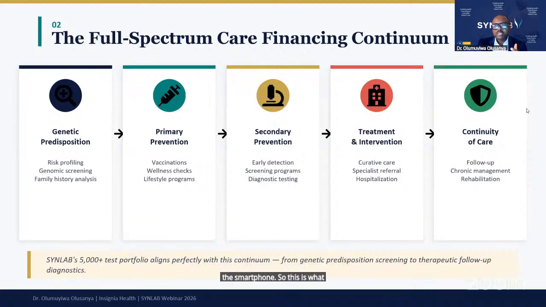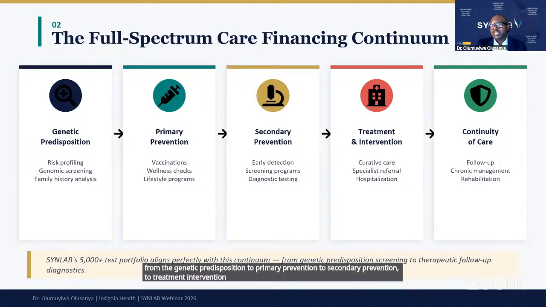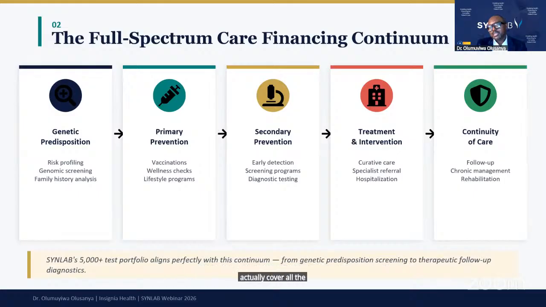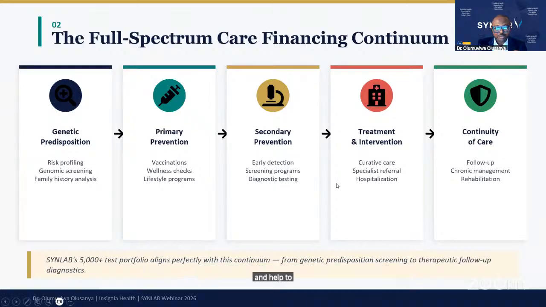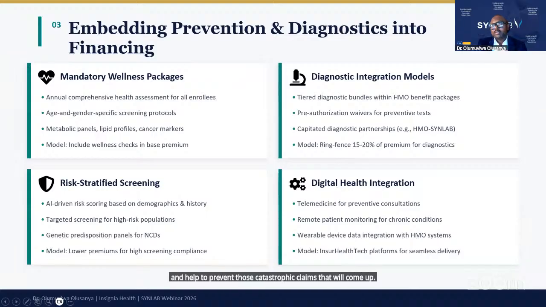So this is what I'm talking about. This is the full spectrum of care that we should be advocating. We find that from the genetic predisposition to primary prevention to secondary prevention to treatment intervention itself and to continuity of care, that is the spectrum. We need to ensure that our financial models actually cover all the spectrum, so that if you have the costing go into the actual analysis for the plans, whether they're social plans or private health plans, you can actually pick up all these things along the way and help to prevent those catastrophic claims that will come up down the line.